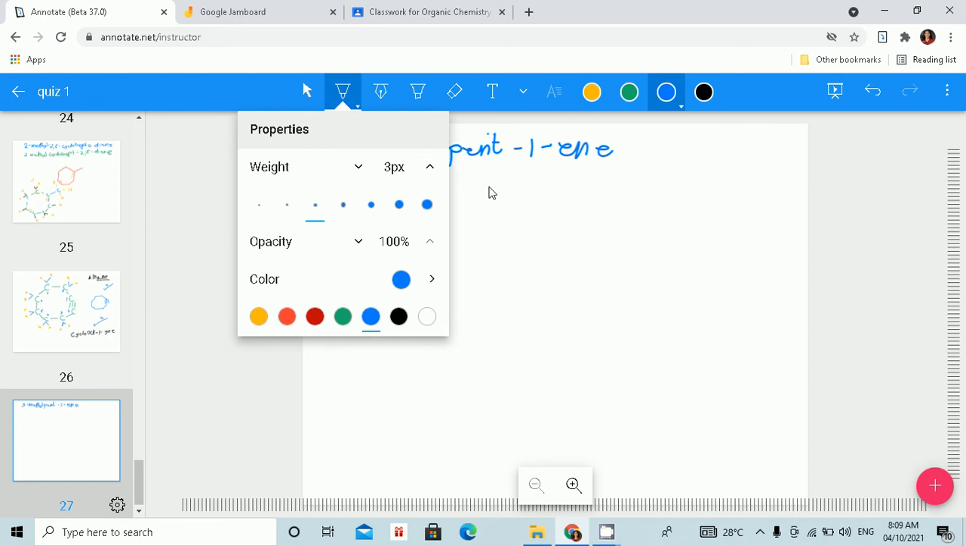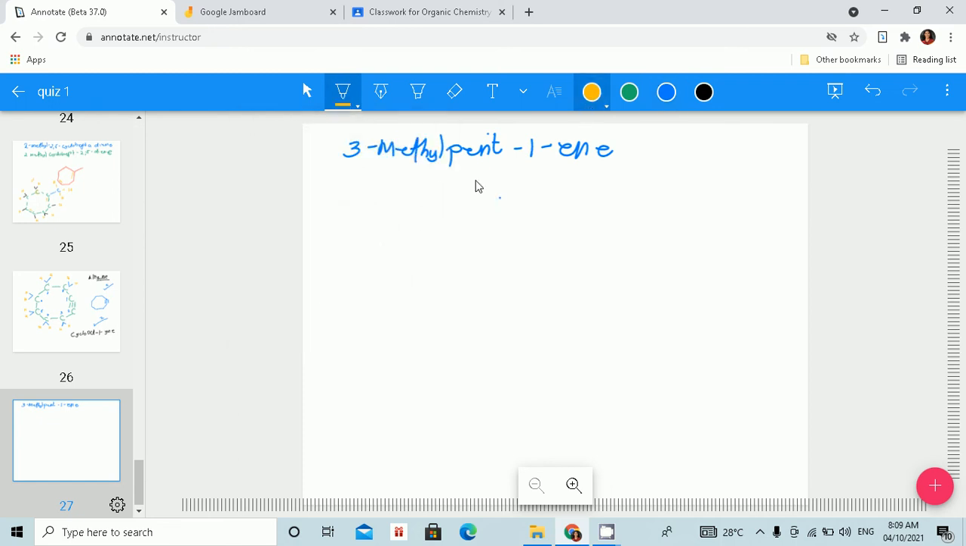Okay, so let's draw that one. This would be easy for us. So we have 1, 2, 3, 4, 5. And it says that in number 1, we have a triple bond, ine. Okay, then we have carbon 1, carbon 2, carbon 3. We have methyl. Okay, so this one. This is methyl pent 1-ine.